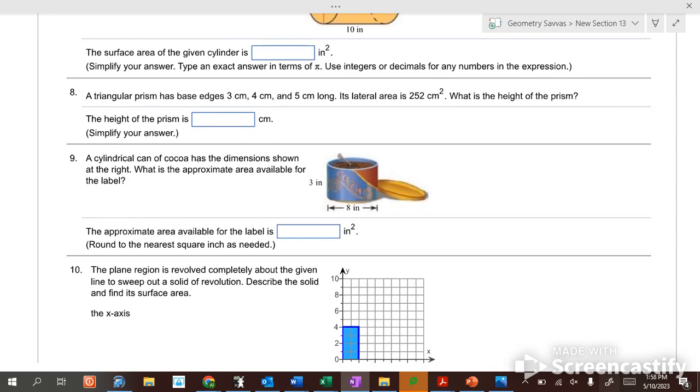But a triangular base prism has base edges of 3, 4, and 5, and the lateral area is 252. What's the height of the prism? So we have a triangular prism here that looks like that, where we have 3, 4, and 5. We want to know the height of it. So lateral area is the perimeter of the base times the height. So 252 equals the perimeter of the base, 3 plus 4 plus 5, which is 12 times h. So divide by 12. H equals what? 252 divided by 12?